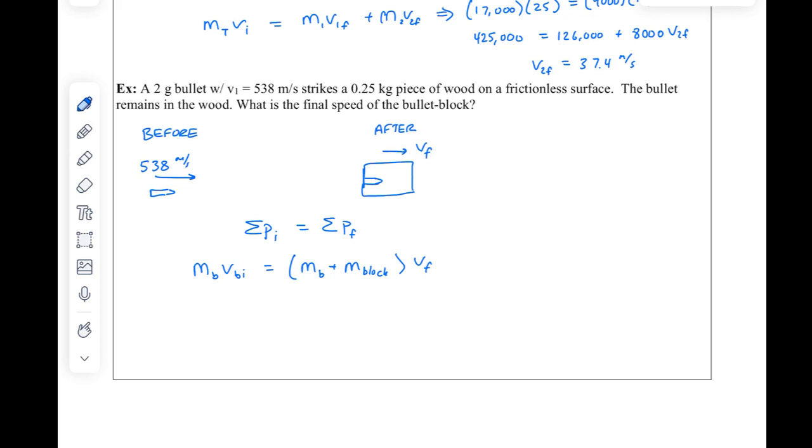So let's go ahead and plug in my numbers. Mass of my bullet. My bullet is 2 grams. I've got to convert that to kilograms. So 0.002 kilograms times initial velocity of 538. On my after side, I've got 0.002 plus 0.25 times V final. And you should be able to calculate this out. I am going to leave this as a come back to class and see if you get the correct final velocity value.